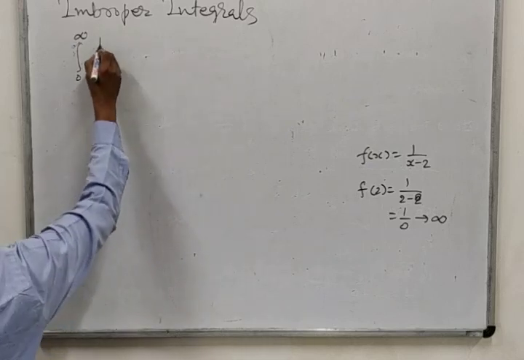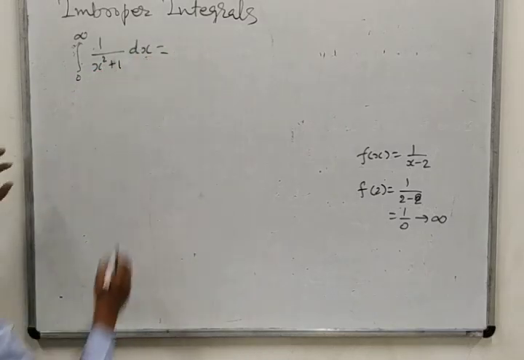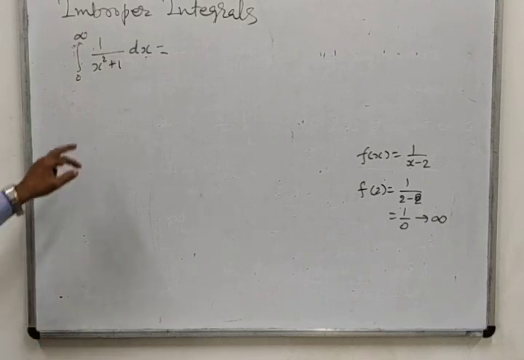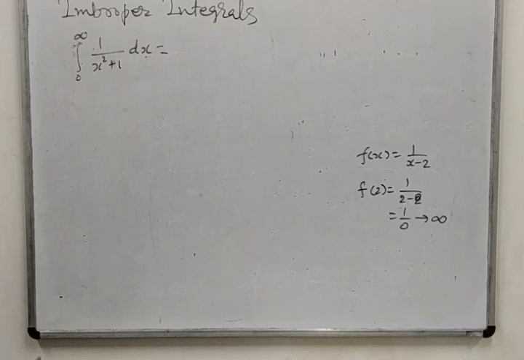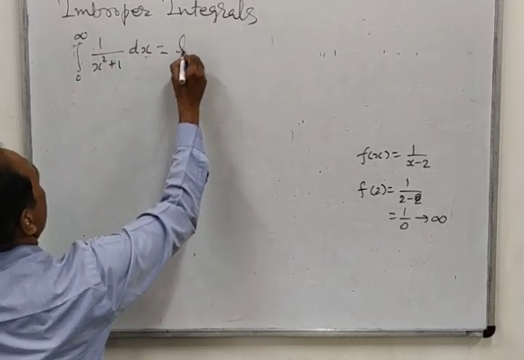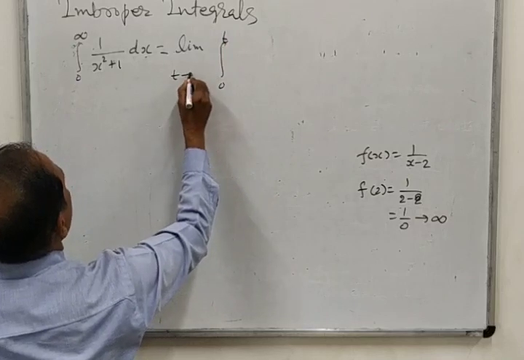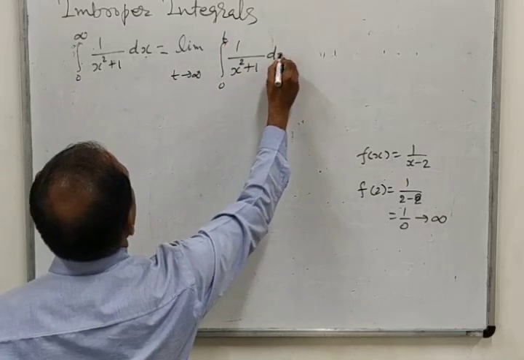Okay. So 1 upon x square plus 1 dx. First of all, identify this example. It is an improper integral. Actually here this function is very simple, you can integrate it very easily. So it is an improper integral. So limit, 0 to t here, t tends to infinity, 1 upon x square plus 1 dx.